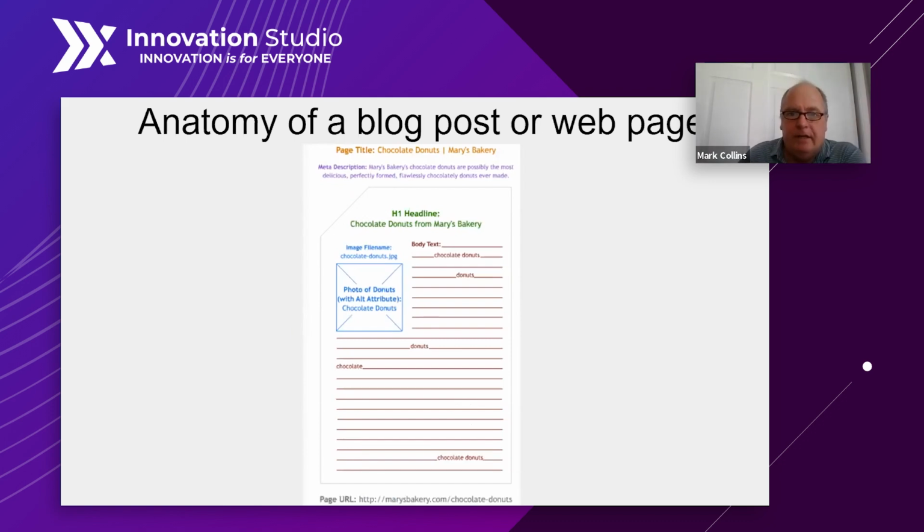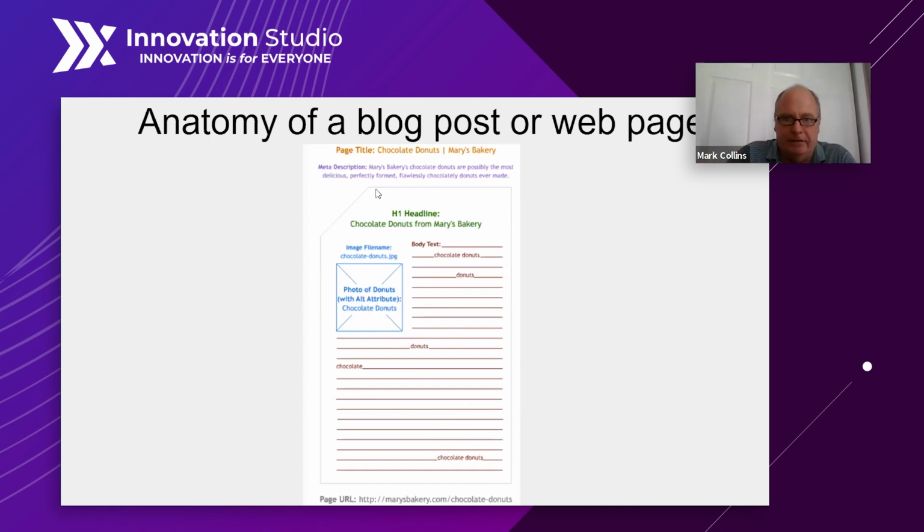This is the anatomy of a web page. I showed you the back end stuff, but I didn't show you the front end stuff. So can you guys see this okay with this green H1 heading? It says H1 headline. So on the page itself that people see, this says chocolate donuts from Mary's Bakery. And then the word chocolate donuts and the word donuts and the word chocolate is repeated through the article. And then in the background image alt text, the word donuts is in the alt attribute as chocolate donut.